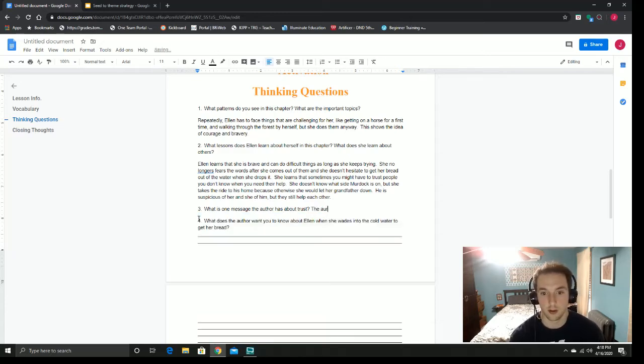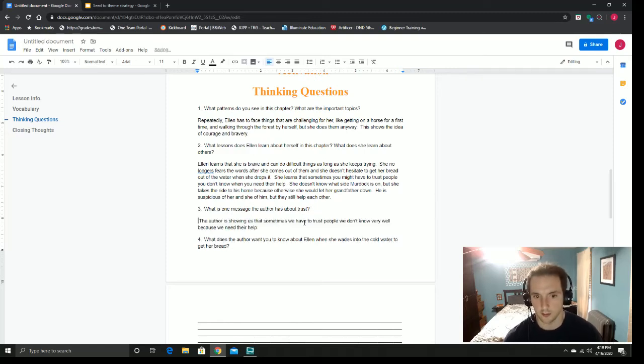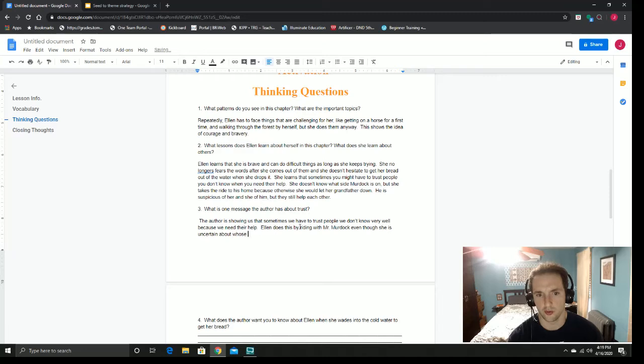Okay, the author is showing us sometimes we have to trust people we don't know very well because we need their help. And then let's explain how Ellen does this. Ellen does this by riding with Mr. Murdoch, even though she is uncertain about whose side he is on.